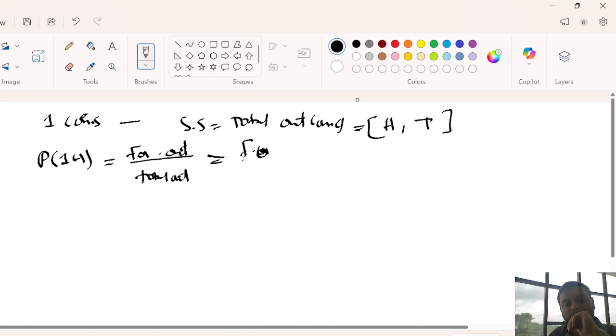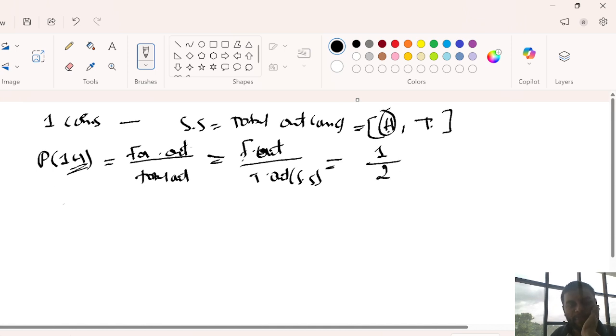Favorable outcomes by total outcomes. Our sample space is head and tail. For one head, in the total outcome there is only one choice. So one choice by total two choices, 1/2. So the probability of getting one tail is equal to, you can see there is only one choice for tail, that is, favorable outcomes is 1 and total outcomes is 2. So the probability of getting one tail is also 1/2.